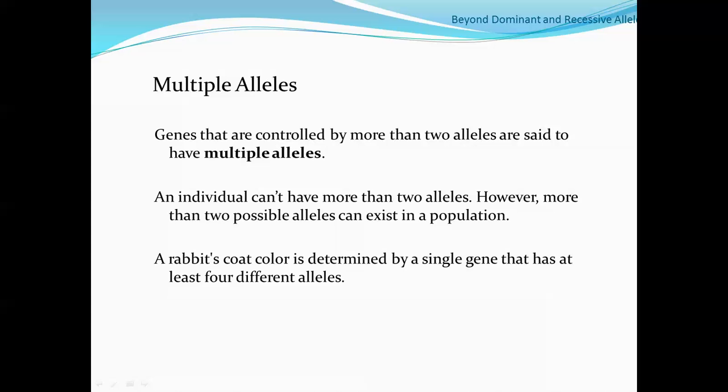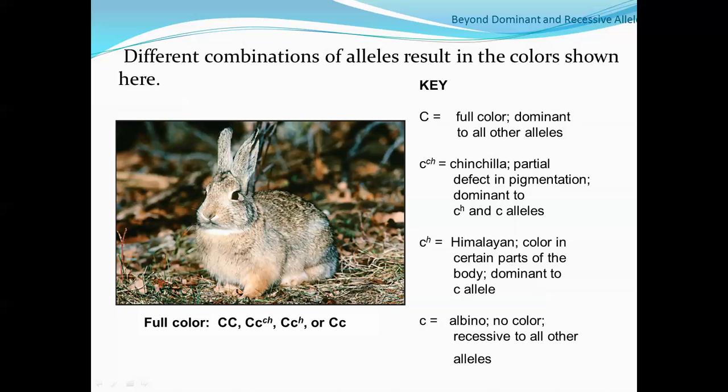Our first example is a rabbit coat color that's determined by a single gene that has at least four different alleles. Rabbit A could have two alleles, and rabbit B will have two different alleles. Our first rabbit fur color is called full color, and that is dominant to all other alleles. So this is always going to be present. As you can see down here, here are our different alleles. We have big C, little c with a ch, little c with an h, and then just little c. Those are our four different alleles.